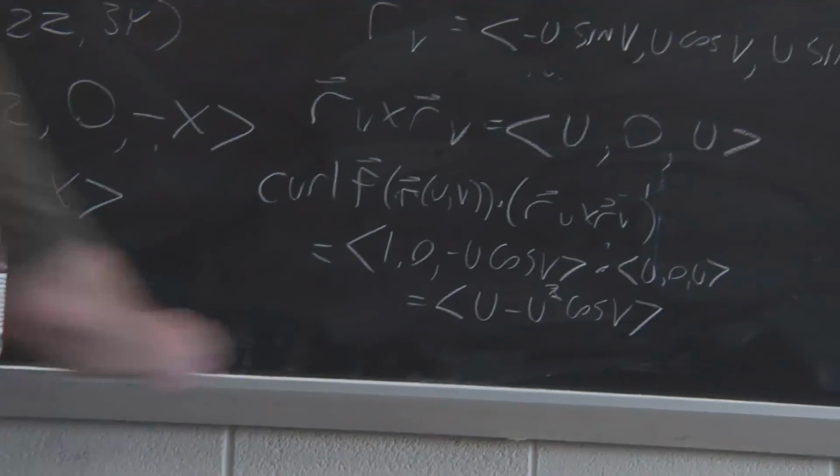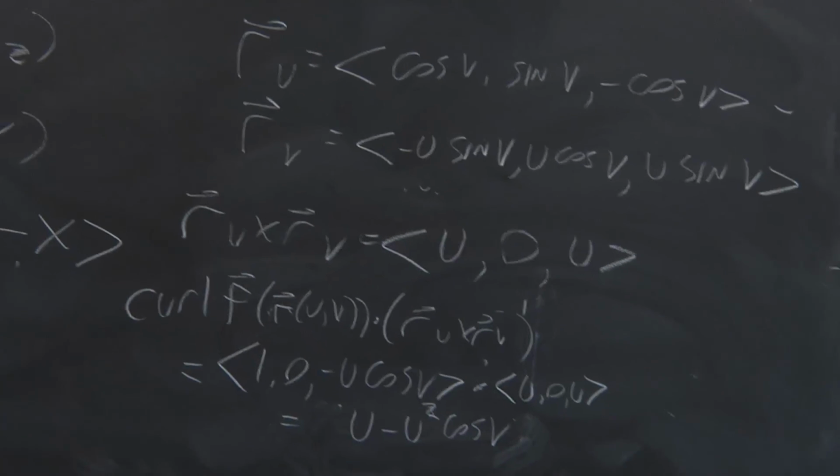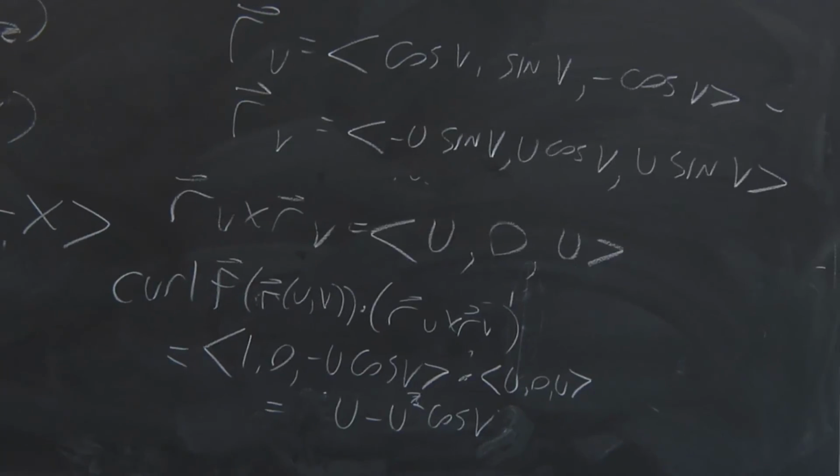Alright, so that's no longer a vector. And you have positive u cosine v. In the notes?